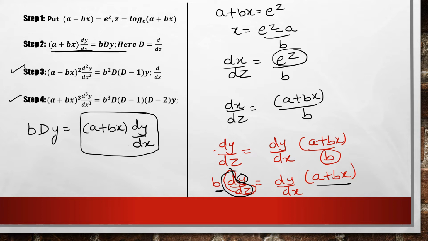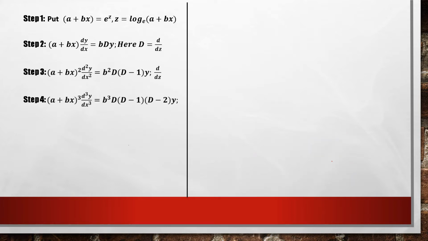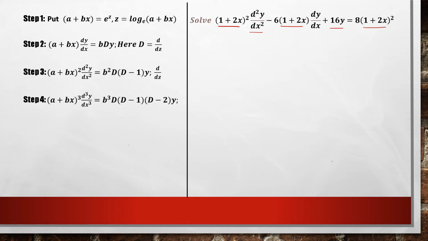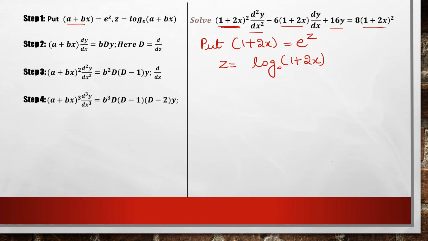So now let's understand how to solve the questions. This is our first question: (1 plus 2x) whole square d square y over dx square minus 6 (1 plus 2x) dy over dx plus 16y equals 8 (1 plus 2x) whole square. So here what is our a plus bx? It is 1 plus 2x. Just apply step number 1. We put 1 plus 2x equals e power z, and from here z will be equal to log (1 plus 2x). It is understood that the base is e, so I'm not going to write e again.